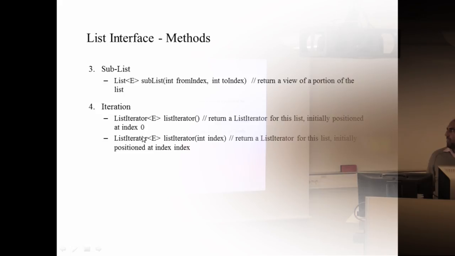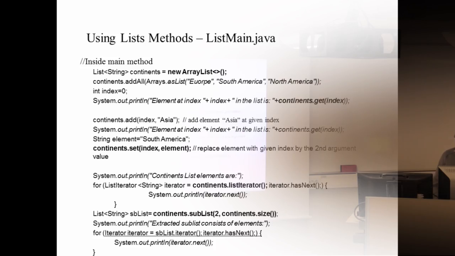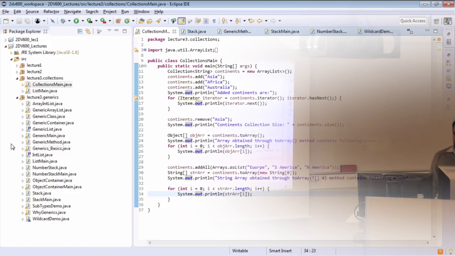So for example, the normal iterator has only methods like hasNext or next. But the list iterator has methods like previous, and using those methods you can move in the backward direction. So it's just an example of this, and maybe we can look.